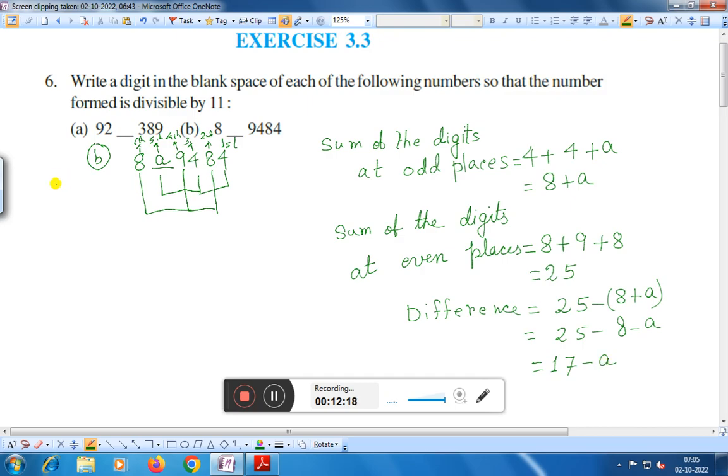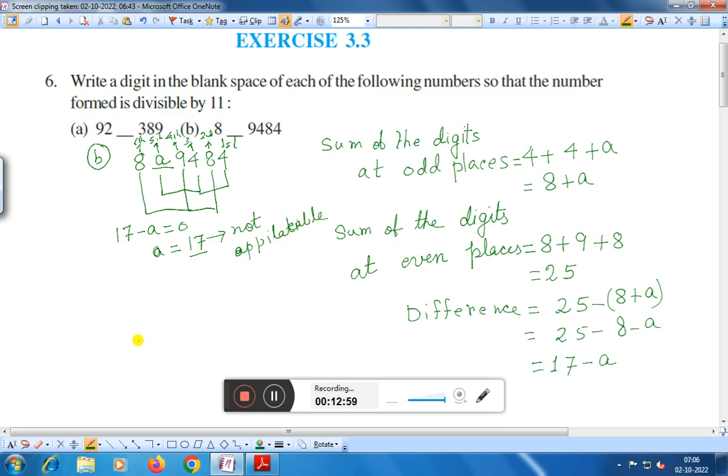Now suppose the difference is 0, that is 17 minus a is equal to 0, then a is equal to 17. But here we have got a two digit number. Therefore, this is not applicable. We have to find only a one digit number, right? This number is not applicable.